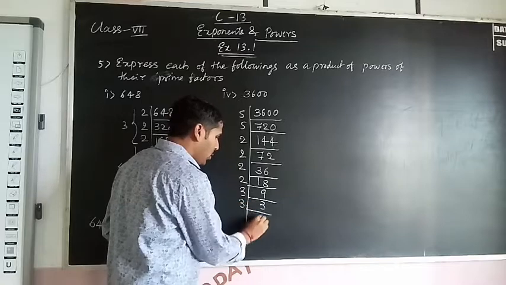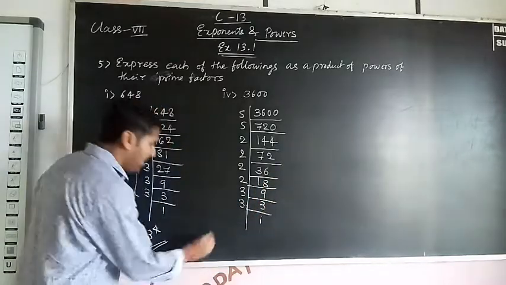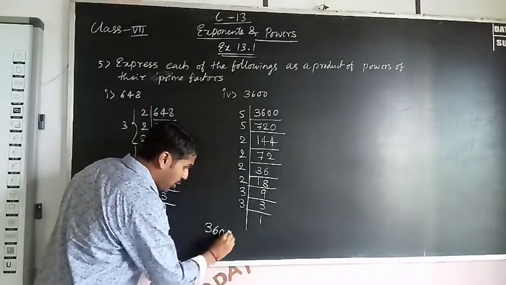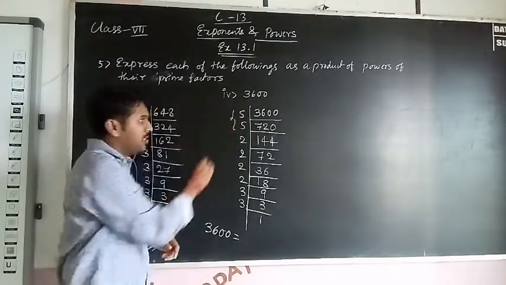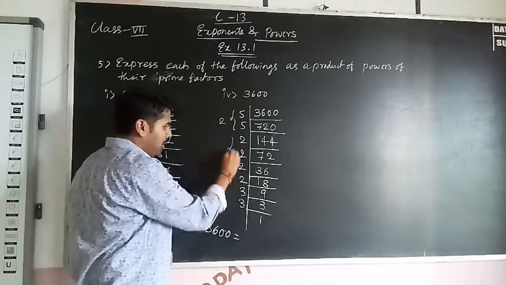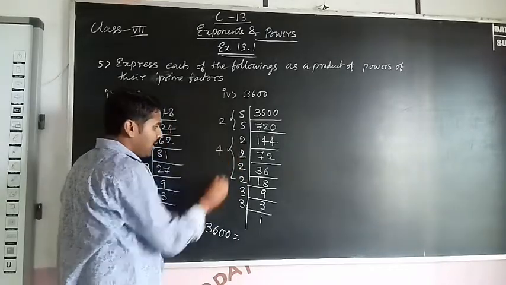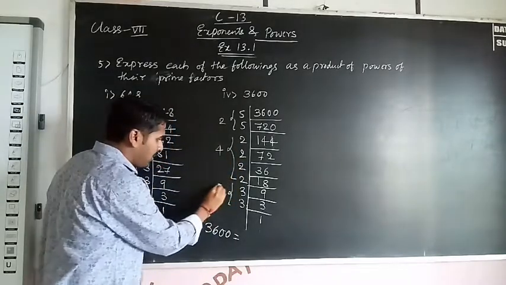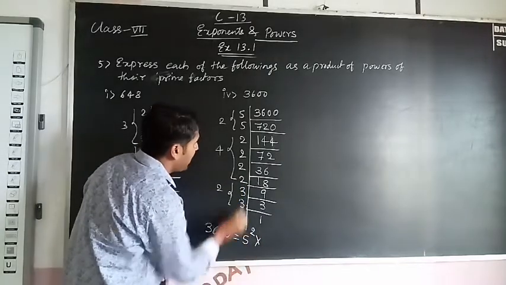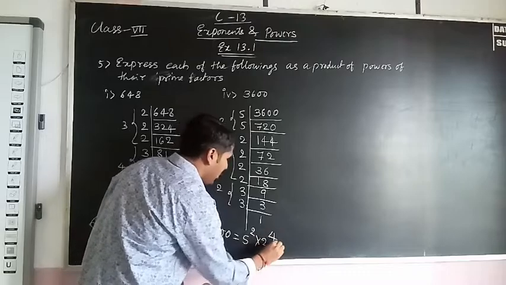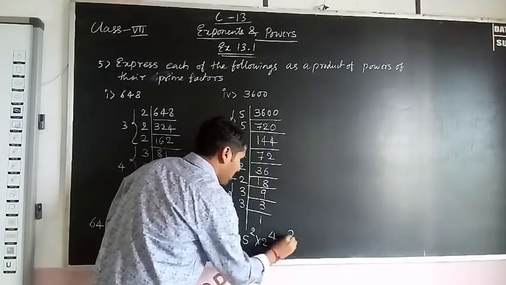Again 3 1s are 3. So how to write this one? 3600 as a product of prime factors. 5 how many times? 2 times. So 5, 2 times, and 2 how many times? 4 times. Next 3, 2 times. So write down 5 raised to 2 into 2 raised to 4 into 3 raised to 2.